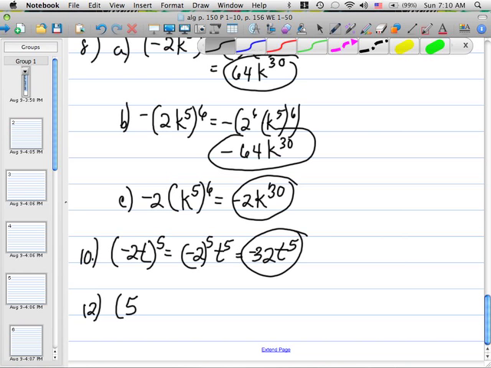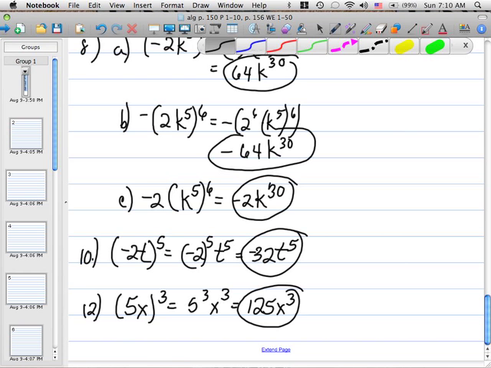Problem number 12, we have 5x taken to the 3rd power. So that's 5 to the 3rd power and x to the 3rd power. 5 to the 3rd power is 5 times 5, 25, times another 5 is 125, x to the 3rd power.